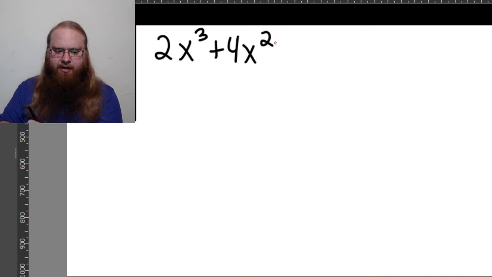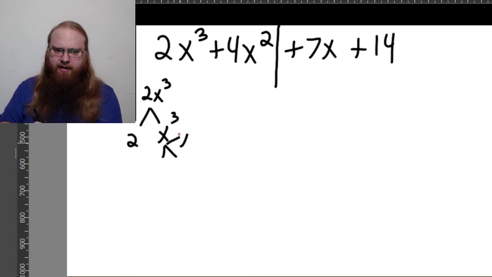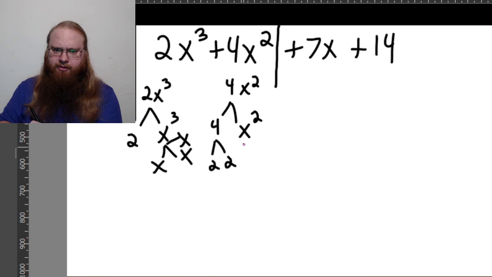Let's go ahead and do 2x cubed plus 4x squared plus 7x plus 14. Again, we're going to split this in half. I'm just going to draw the line right here. And we're going to go ahead and factor these. So 2x cubed is going to become 2, and x cubed becomes 3 x's. We're going to go ahead and do 4x squared, which should become 4 and x squared. 4 becomes 2 and 2, x squared becomes 2 x's.